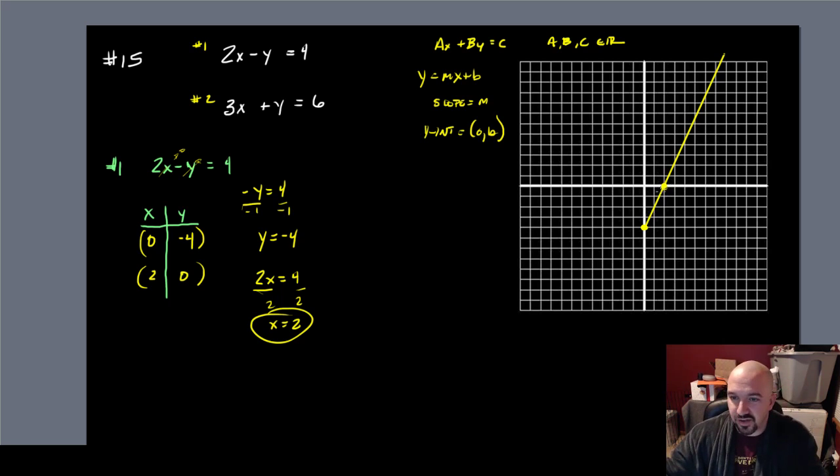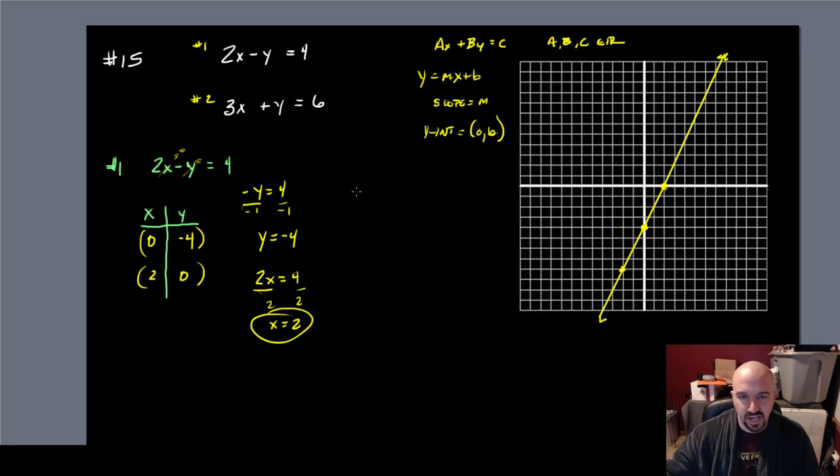I noticed that to go from here to here, I have to go to the right, or to the left 2, and then down 4. So I go from here to here: left 2, down 1, 2, 3, 4. So there's another point on that line. I'm going to use that to draw my line, making sure I get it as straight as possible. All right, so here's my line, and now we'll move on to the other one.